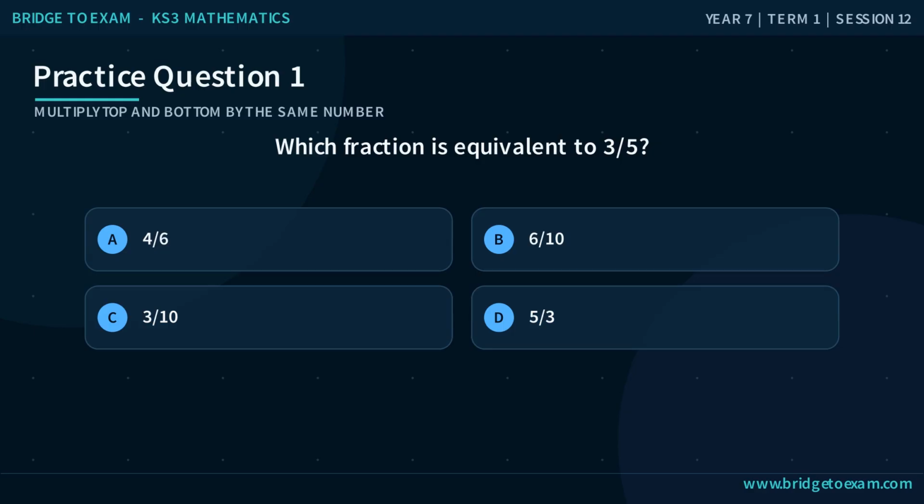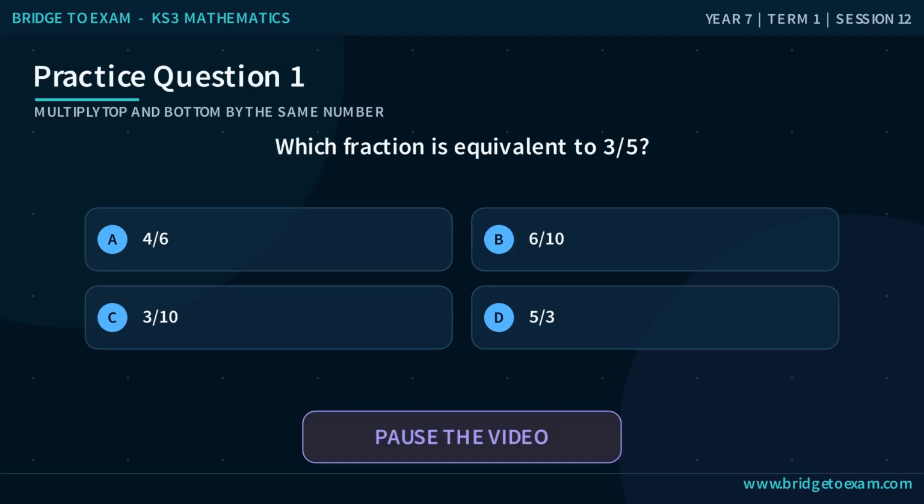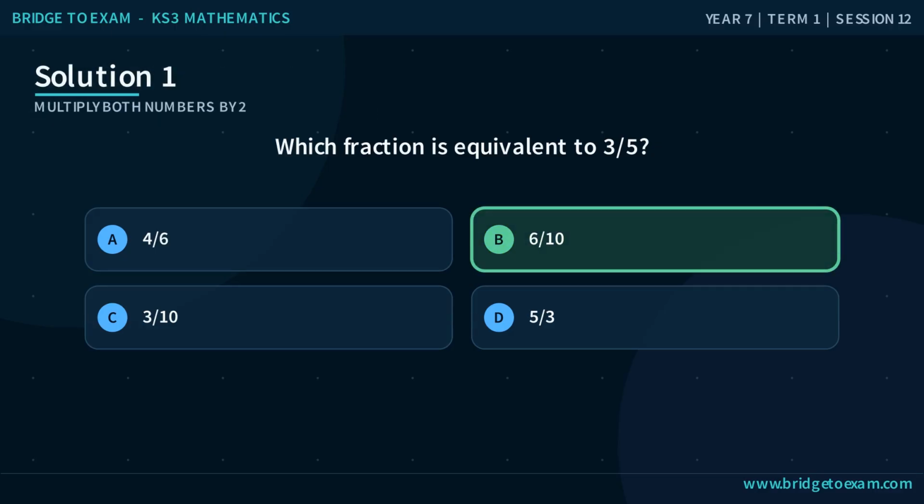Practice question 1. Which fraction is equivalent to 3/5? Option A is 4/6. Option B is 6/10. Option C is 3/10. Option D is 5/3. Go on, pause the video, and try multiplying top and bottom by the same number. Option B is correct, 6/10. Multiplying both the numerator and denominator of 3/5 by 2 gives 6/10, the exact same value.